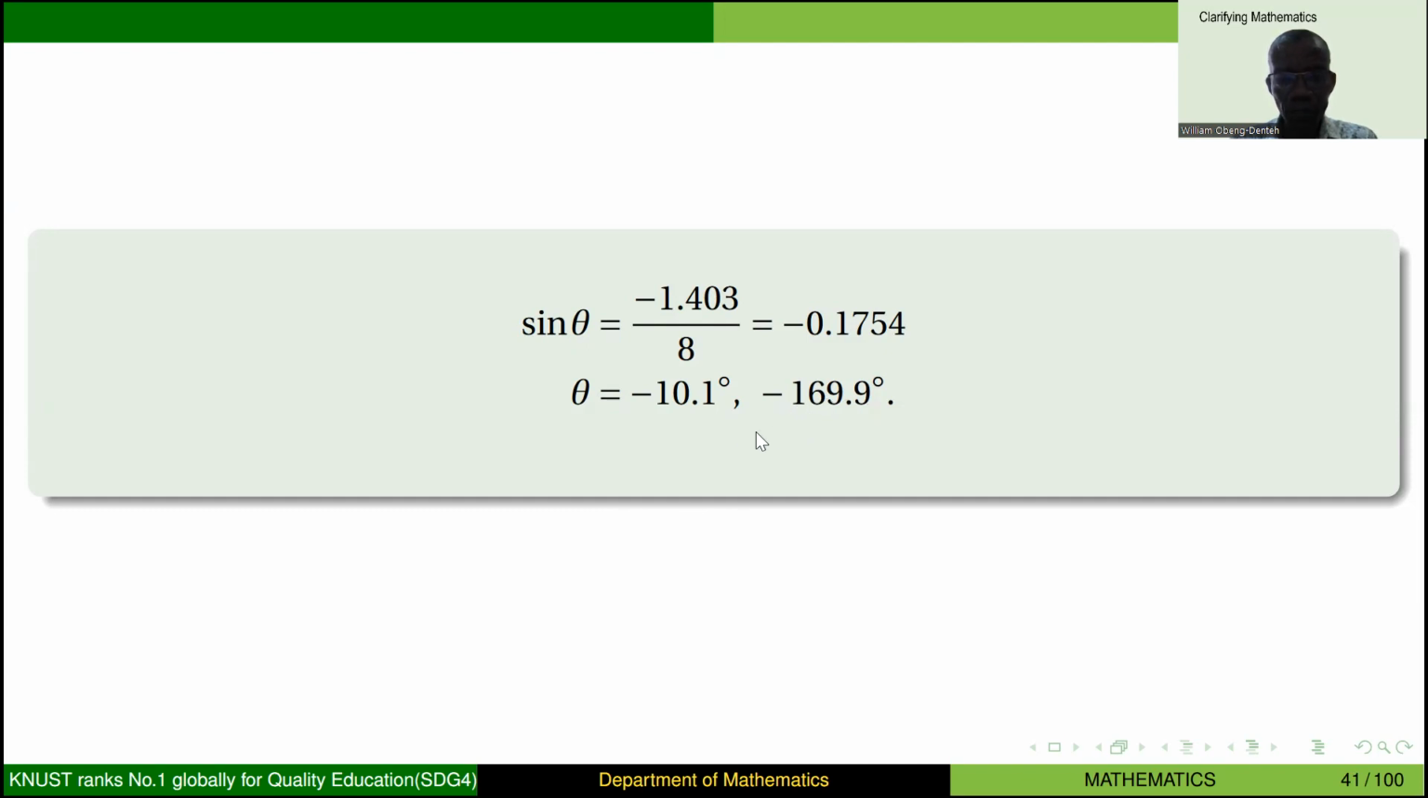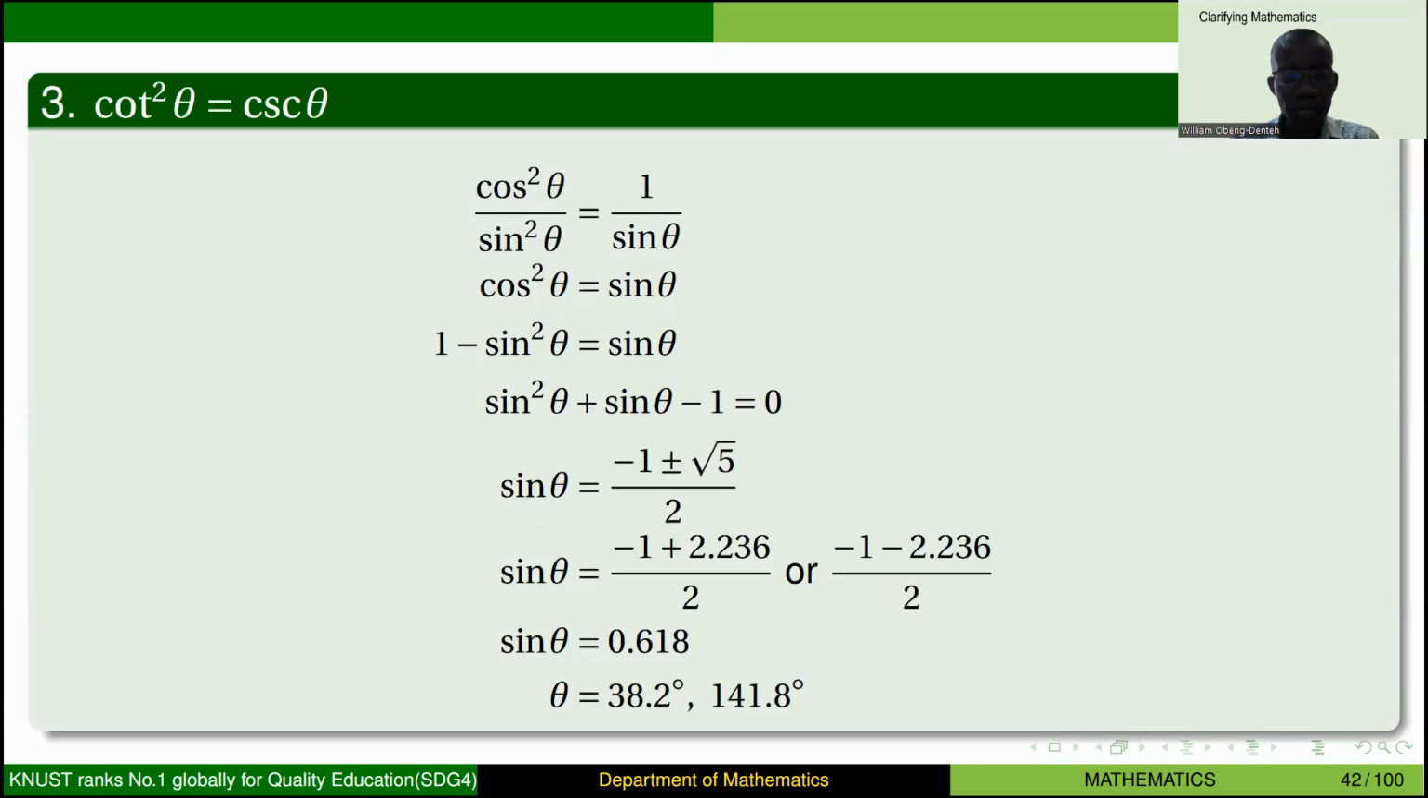So let's look at that carefully. So these are the values that we'll actually get. So the third question is that we are going to solve cot squared theta being equal to cosec theta. So we all remember that cot is 1 over tan. So we have cos squared theta over sine squared theta. And then this is 1 over sine theta.